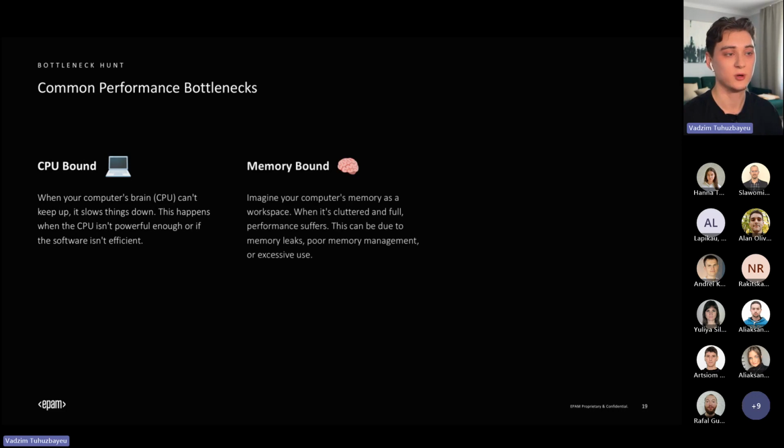The second one is memory bound, and think of your computer's memory like a desk. If it's too messy and full, things get slow. This can be due to memory leaks, messy memory management, or just using too much memory.